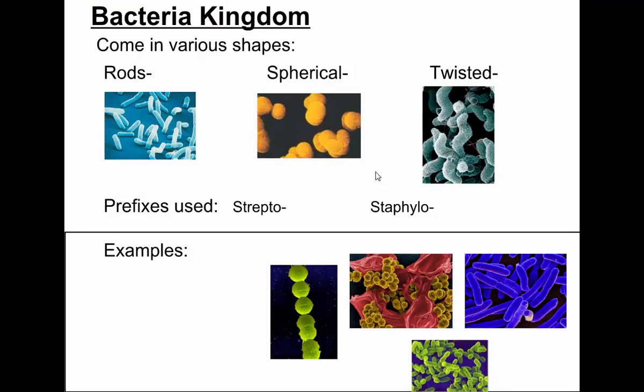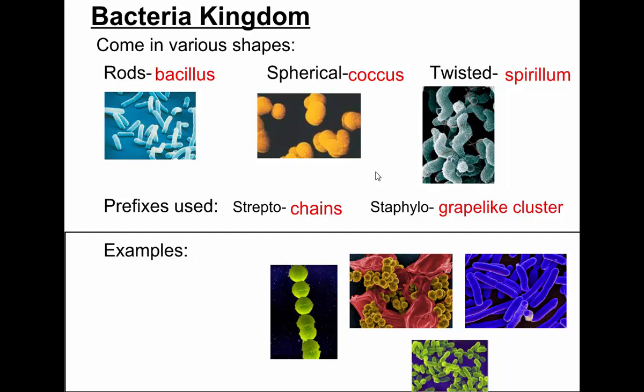So bacteria are split into groups based on their shape. Some bacteria are shaped like rods. Those bacteria are called bacillus. That's the category. Some are spheres, little balls. Those are called coccus. And then some have this twisted shape. Those are called spirilla. Those are like the three main shapes of bacteria. And there's some prefixes that are sometimes added on. Strepto means they're found in chains, linked together. Staphylo means they're in little clusters, like a cluster of grapes.